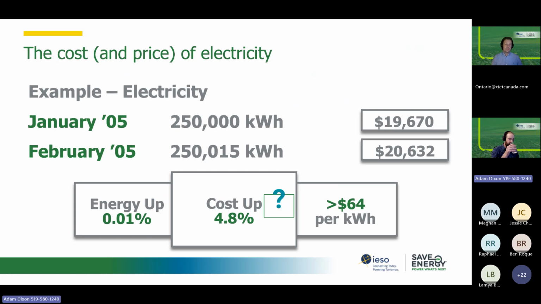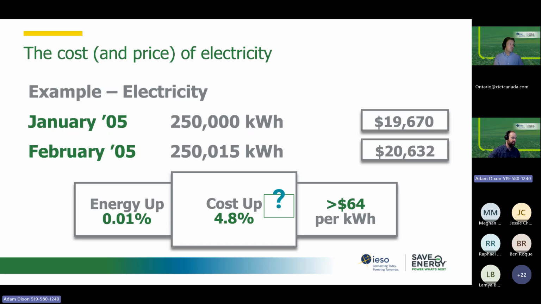It's not changed by much. So in January, this company used approximately 250,000 kilowatt hours, which equated to $19,670 on their bill. In February, one month later, they used 15 kilowatt hours more, but their bill went up to $20,632. So almost $1,000 increase in their bill for an extra 15 kilowatt hours.